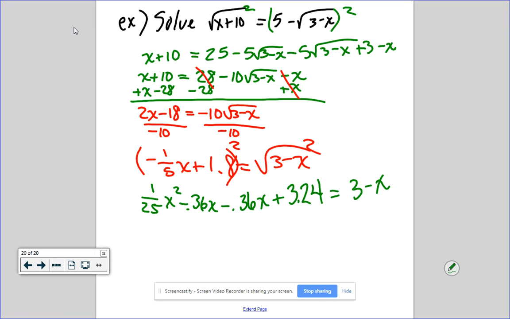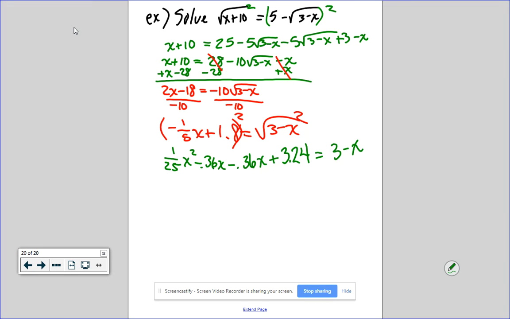Now I got to get everything to one side. So I've got 1/25 x squared. That's negative 0.36, and negative 0.36 is negative 0.72. Then I add an x to that, so I got 1 minus 0.72. It's positive 0.28x.